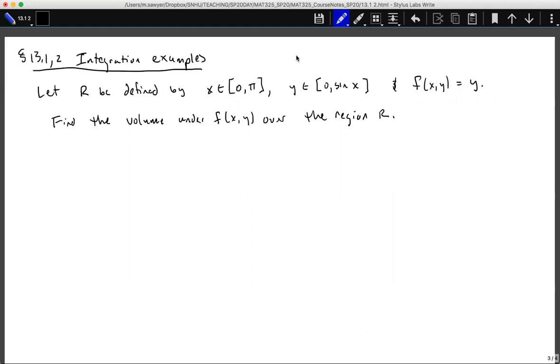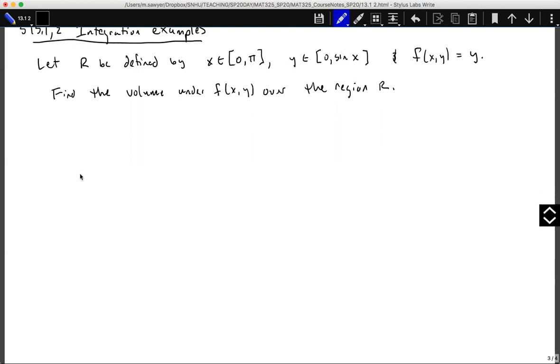The first of which is we have a region R defined where x's values go from 0 to pi, y varies from 0 to sine of x, and the surface is given by f of x y equals y. Our goal is to find the volume under the surface f of x y over the region R. Whenever you have these problems, it's always a good idea to draw a picture of the region if you can, to visualize which way to best represent your rectangles.